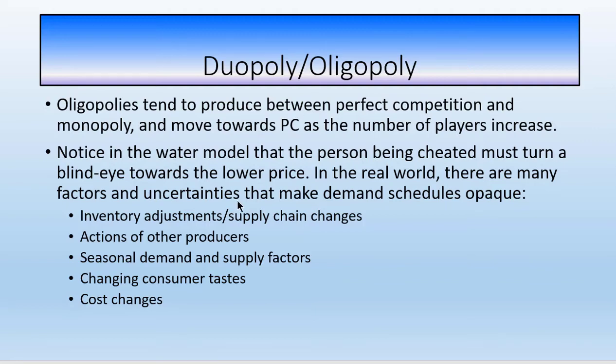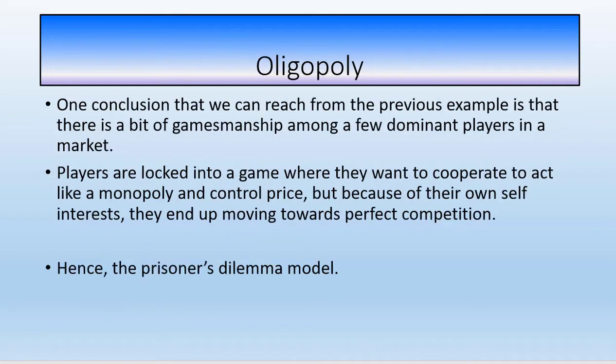So what do we conclude from this analysis so far with the duopoly? Well, one conclusion we can reach is that there's a bit of gamesmanship going on here amongst the few dominant players. Players are essentially locked into a game where they can either cooperate and try to act like a monopoly and control price, or they can act in their own self-interests. And if they act on their own self-interest, they tend to start moving towards perfectly competitive markets with an eye towards their own self-interests. Hence, there's what's called a prisoner's dilemma.